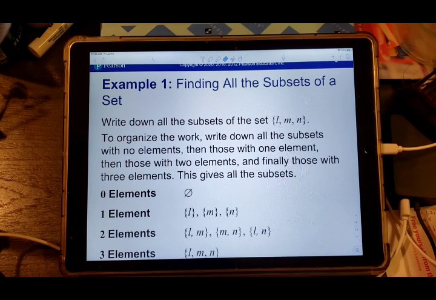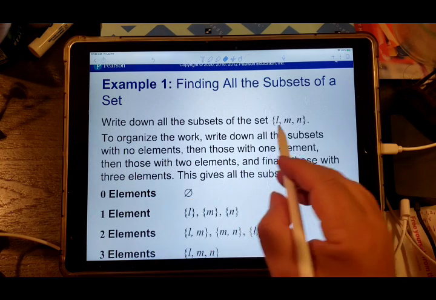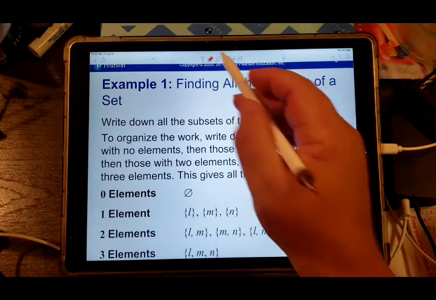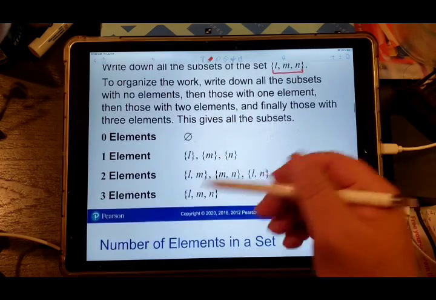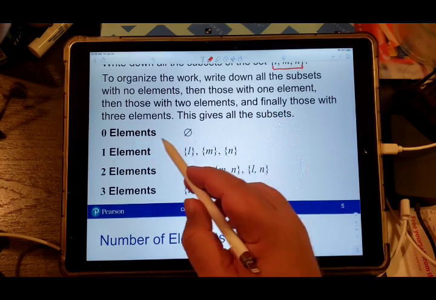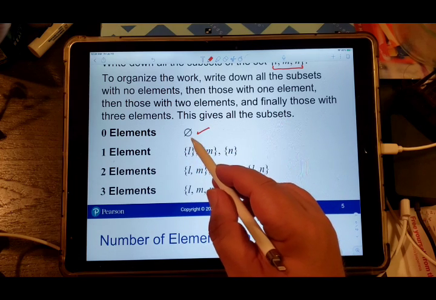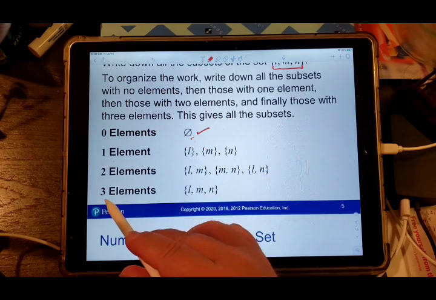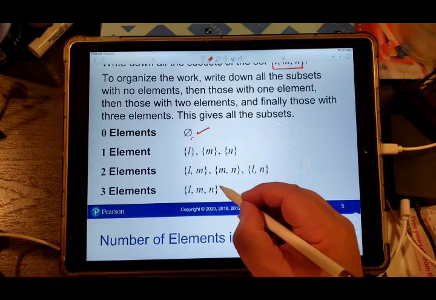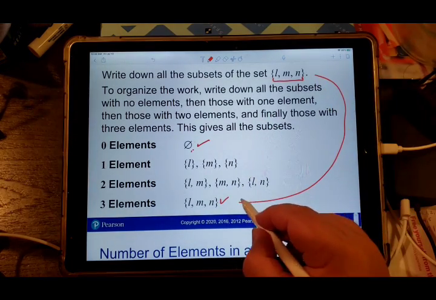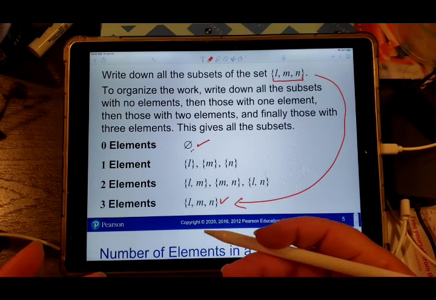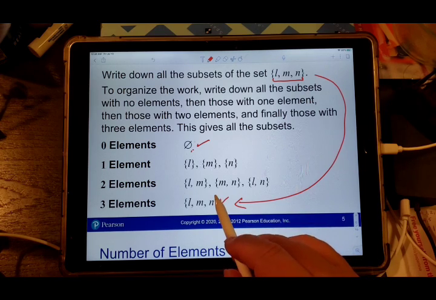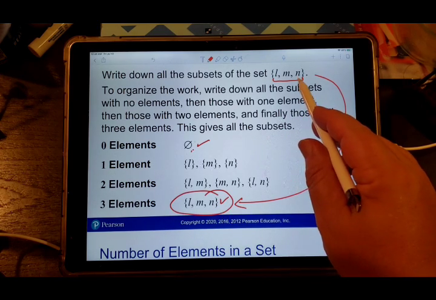Well, this will be easier later, but they're saying find all subsets of a set. Write down all subsets of the set containing L, M, N. And they wrote them down. The number of subsets with 0 elements is 1. There's one of them. It's the empty set. Subset of 3 elements. Now notice they said subsets, and this is the actual set itself. So that's not a proper subset, but just the way we use the word, the set itself is a subset of this.